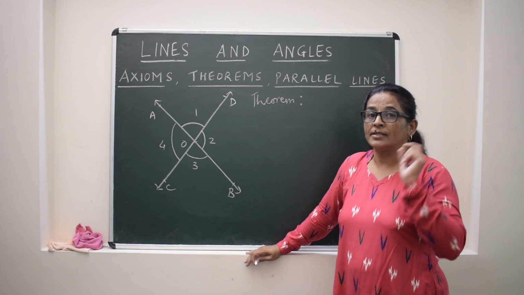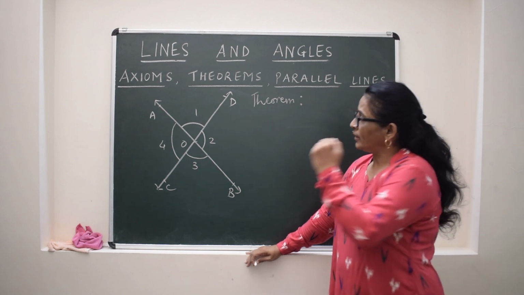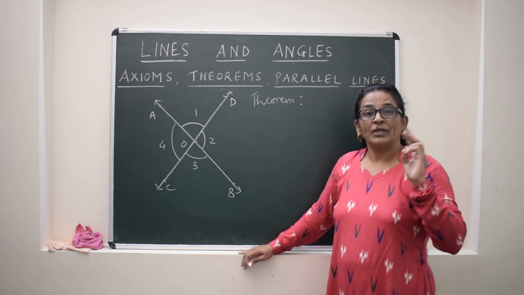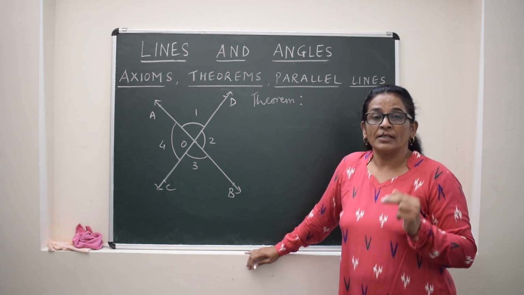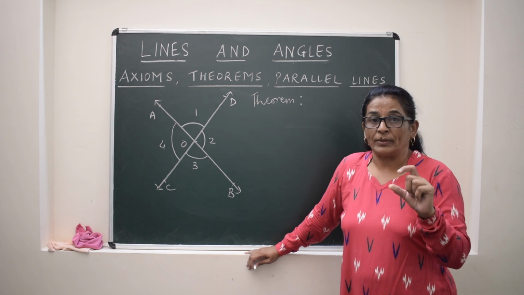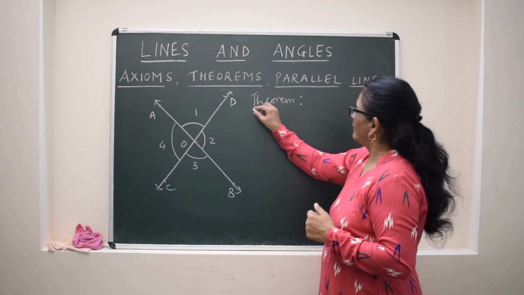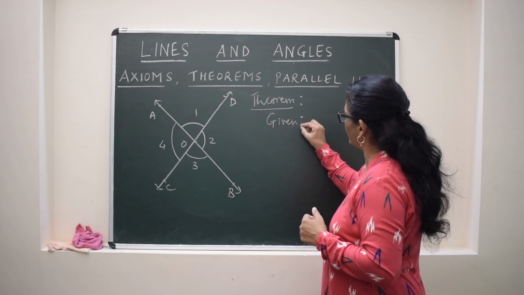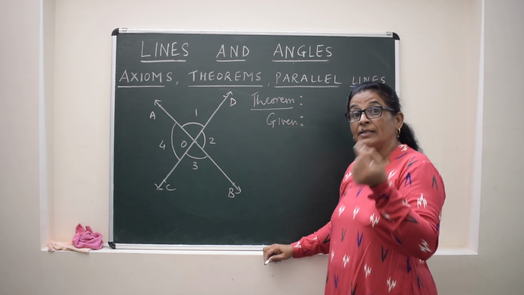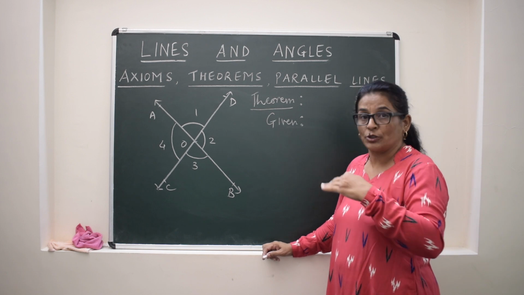The very first thing is the statement of the theorem. So here the statement of the theorem is, if two lines intersect, then the vertically opposite angles are equal. This is the statement. After that, we have to write a few more steps. The very important thing is the given part. Given means we will write symbolically what is given from the statement.